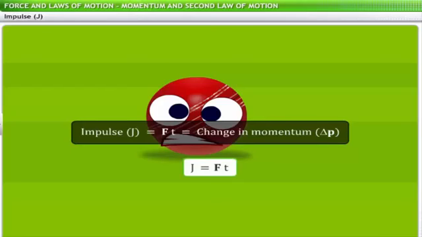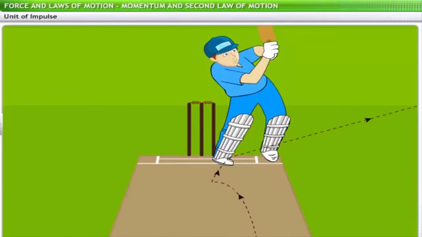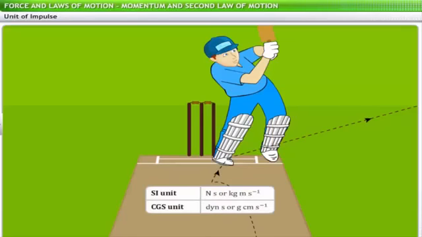Impulse is numerically equal to the change in momentum. Impulse is denoted by J and is measured as a product of force and time. As the impulse of a body is numerically equal to change in its momentum, the unit of impulse can also be expressed by the unit of momentum. Thus, the SI and CGS units of impulse are Newton second and dyne second respectively.